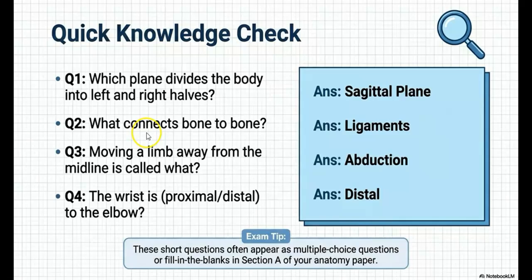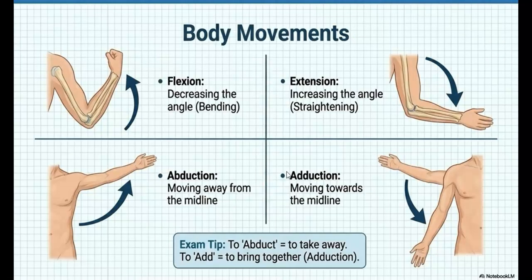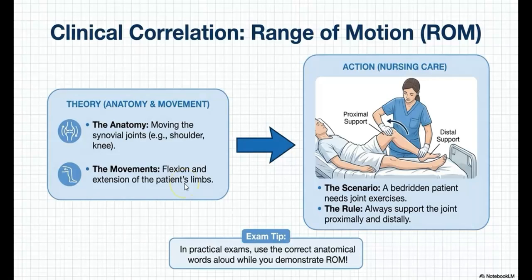Now, question number 2. What connects bone to bone? The answer is ligaments. Okay. Next, question number 3. Moving a limb away from the midline is called what? Away from the midline, as we have seen in the diagram, moving the hands away from the midline. Okay, that is abduction.